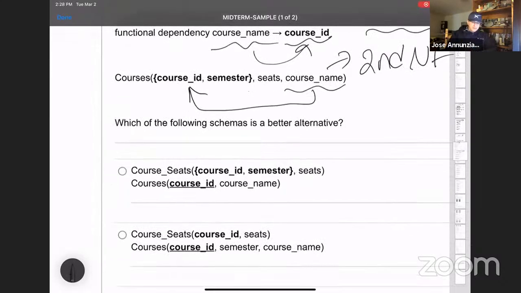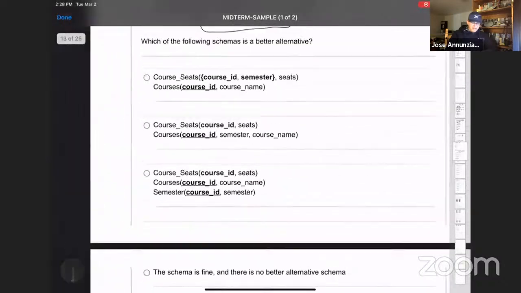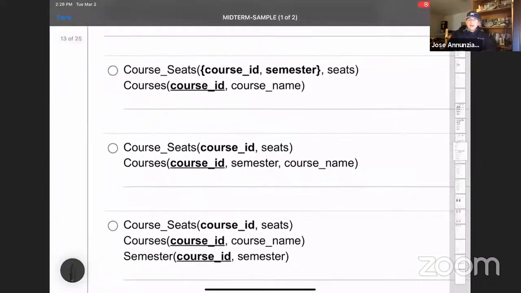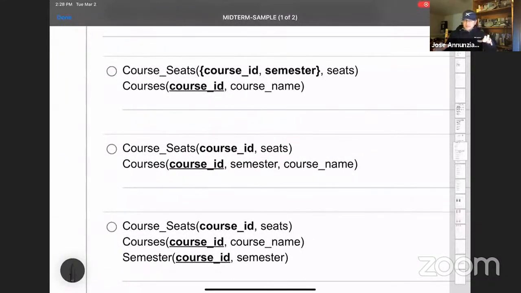Okay, so let's look at the first one. Notice that looks like the three options that they give us all break up into multiple tables. So we need to now see which one makes sense. Which one makes the most sense?